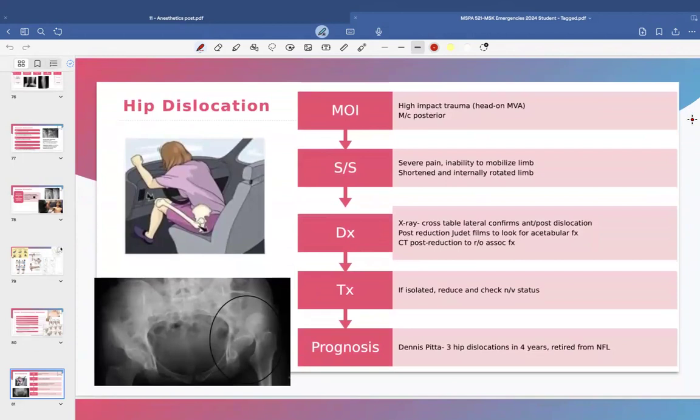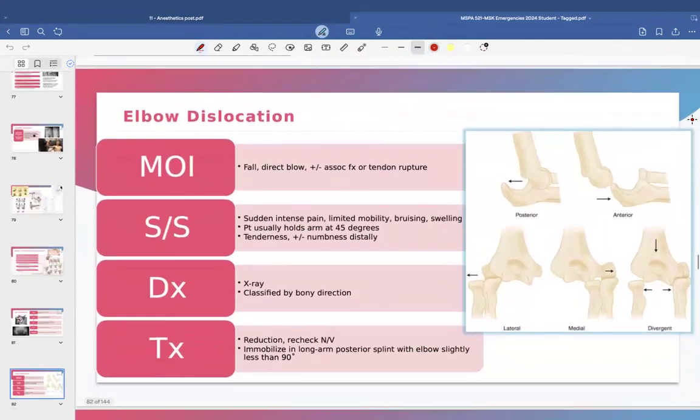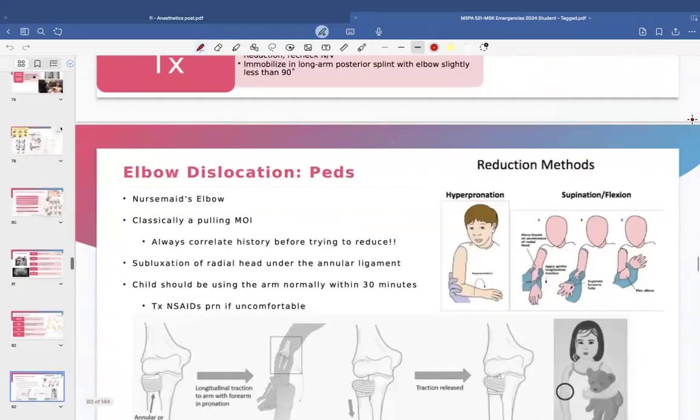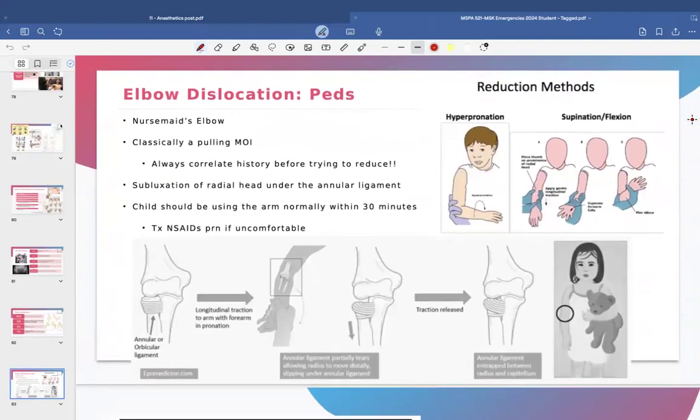Hip dislocations: here, you see that posterior is most common. These are high-impact traumas; you need a lot of force to really force the big bone out of its joint. You are going to check neurovascular status. Elbow dislocations: get your x-rays, do your classification as far as what direction it is, do your reduction, recheck the vascularity afterwards, and get repeat films. Do your elbow slings and/or splints. Nursemaid's elbow: kids, pulling.